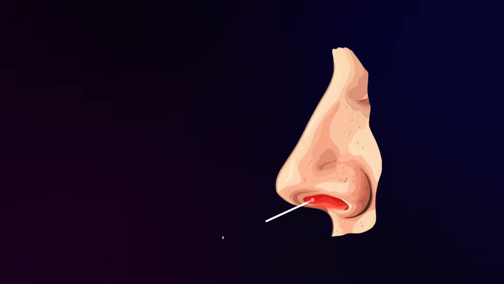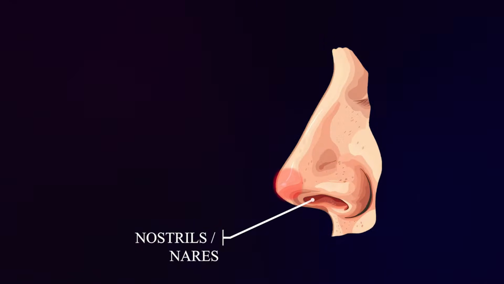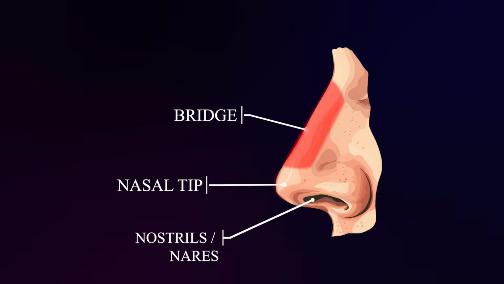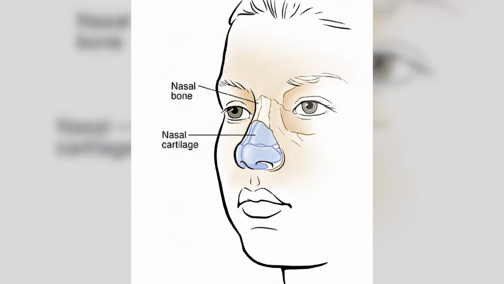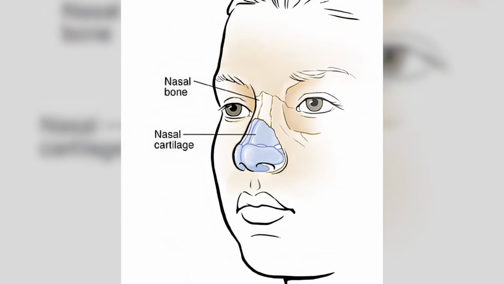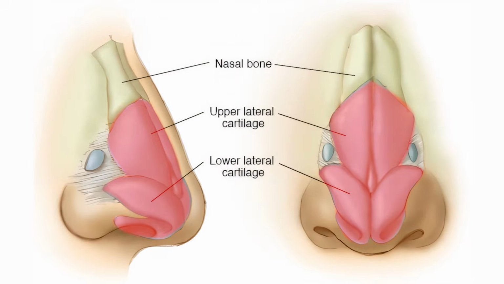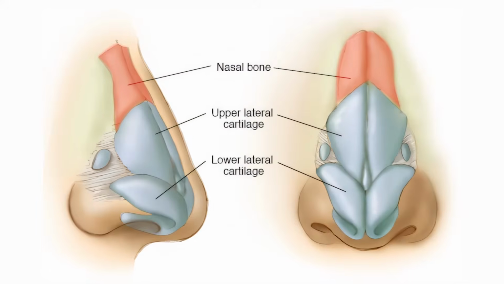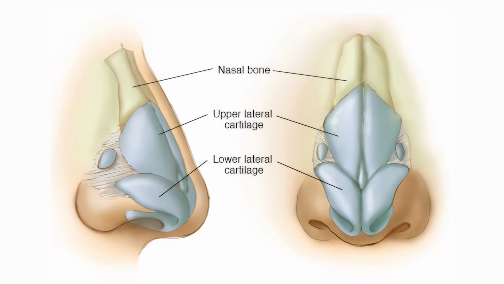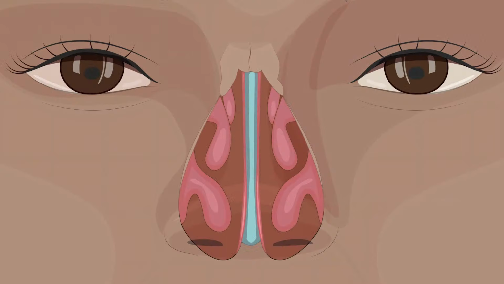The external nose includes the nostrils, also called nares, the nasal tip, and the bridge. The nasal skeleton underneath is made of a combination of bone and cartilage, which gives the nose its shape and structure. Cartilage is a flexible tissue that is softer than bone, which allows for a degree of movement and flexibility. The internal nose, or nasal cavity, is divided into two halves by a thin wall called the nasal septum. Each half of the nasal cavity has its own passage for air to flow through.